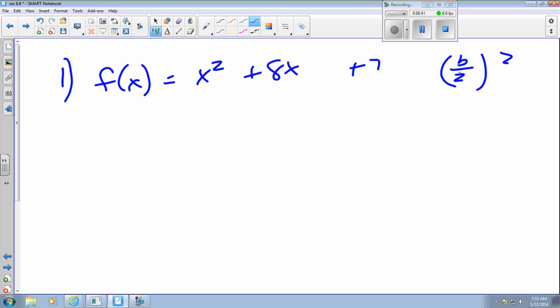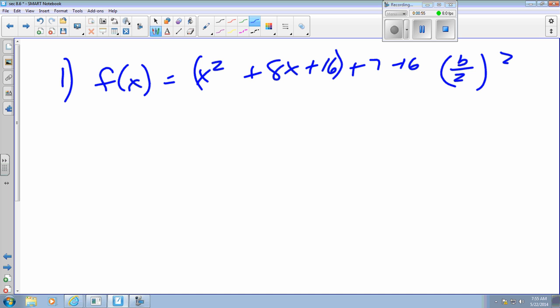So my b is 8. 8 divided by 2 is 4. 4 squared is 16. So I'm going to add 16 here. And since I left my 7 on this side, to make it equal, I'm going to subtract 16. Plus 16 minus 16 stays the same.